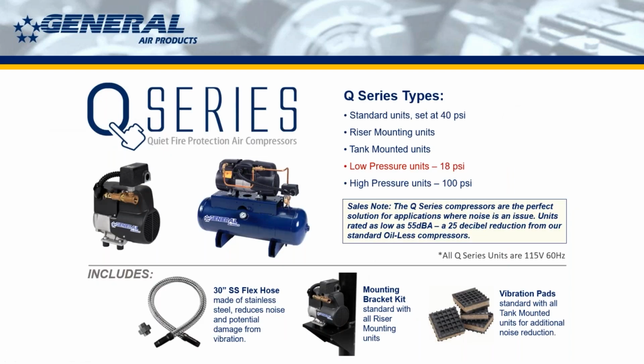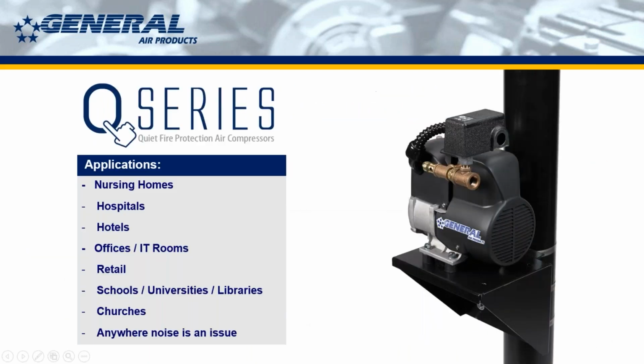Q series compressors. So these are quiet fire protection air compressors. The Q series are basically an oilless compressor, available in all the configurations that our oilless compressors are available in: riser mount, tank mount, high pressure, low pressure, everything. So again, I don't recommend these everywhere. If you want to save a couple bucks, you can, when it's a loading dock, no one cares about how loud it is. So save yourself a few dollars and put a regular one in. But anytime that you're in a situation where you have a nursing home or a hospital, hotels, offices, churches, golf courses, all of those types of places where noise can be an issue.